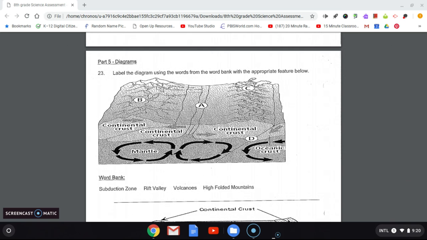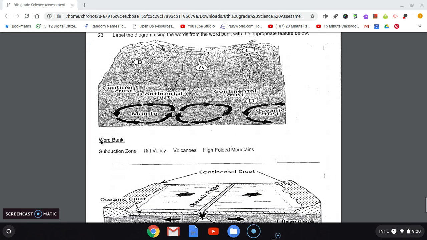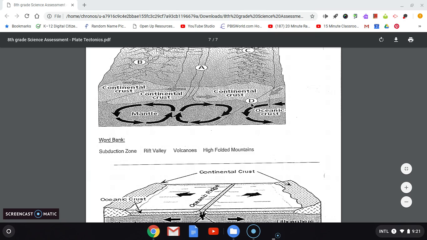Part 5 is diagrams. You're going to be labeling the diagram using words from the word bank. So number 23, label the diagram using the words from the word bank with the appropriate features below. The word bank includes subduction zone, rift valley, volcanoes, or high folded mountains. You're going to label A, B, C, and D.